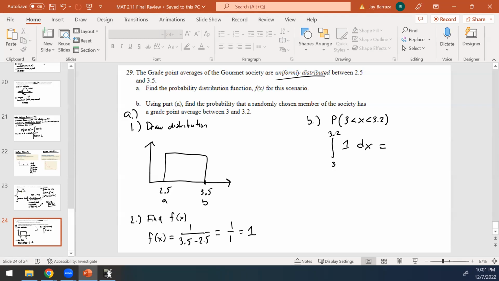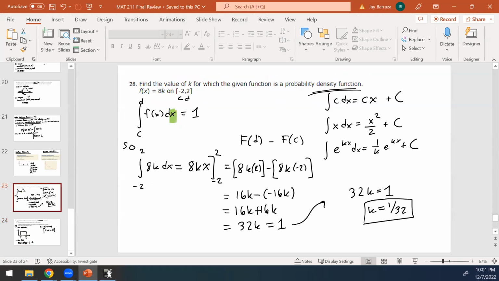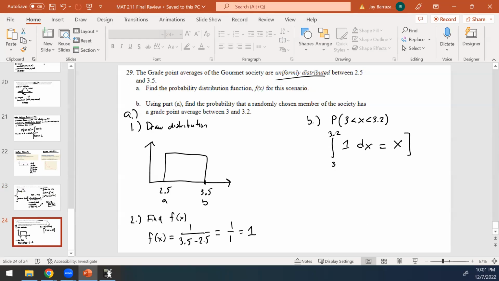So what's the integral of 1? That's going to be x. The integral of a constant, specifically the number 1, is x. Okay. So cx, c is 1, so 1 times x is x. And then you're going to go from 3 to 3.2. So 3.2 minus 3, and then 0.2, just like that. Okay. Any questions on that?